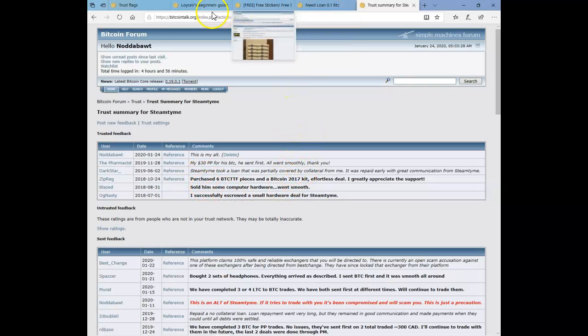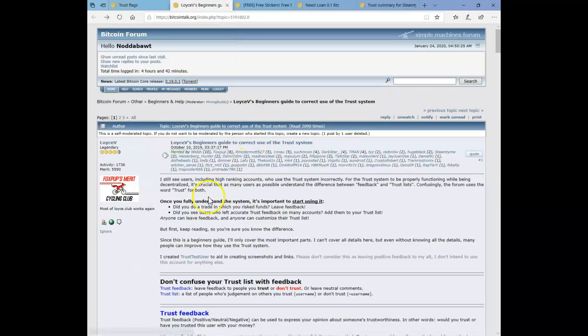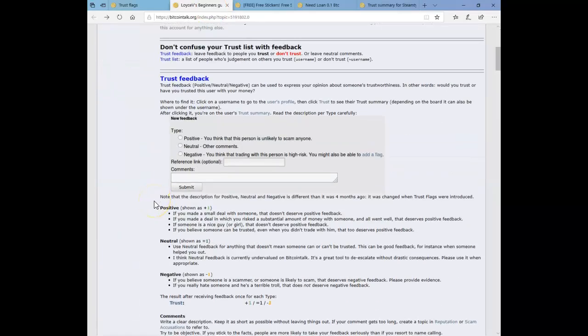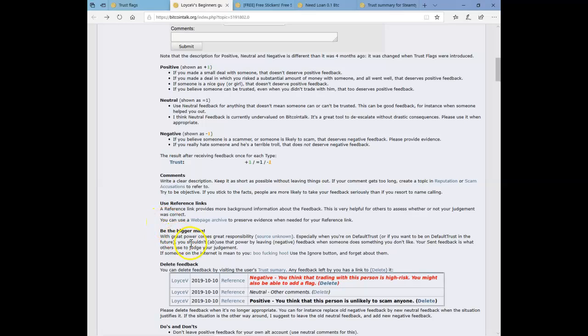Now there's one thing that we're going to cover here in Lois's guide, and I cannot overstate this. It happens quite often, but you need to be the bigger man. Retaliatory feedback is pointless. It doesn't help anybody out. If someone left you a negative, I would suggest, if you disagree with it, leaving them a neutral comment to that effect, stating that their feedback is baseless.